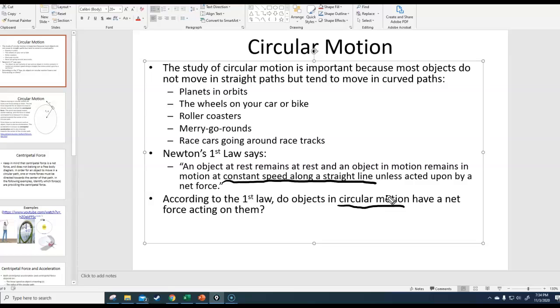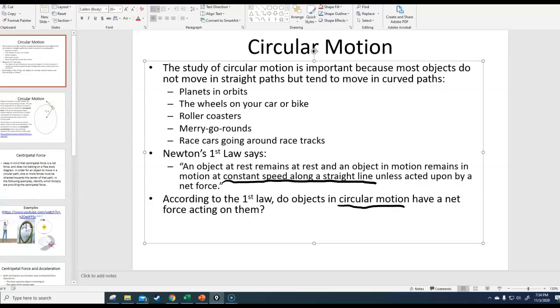We talked about this in the last video, but an object moving in uniform circular motion is constantly changing directions. Because it's not moving in a straight line, it is in fact changing directions. According to Newton's first law, in order for this to happen, there must be a net force acting on that object. So yes, objects in circular motion do have a net force on them, and that's what we're going to be talking about in the next slide.